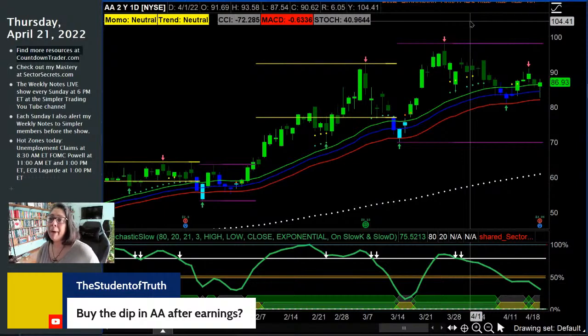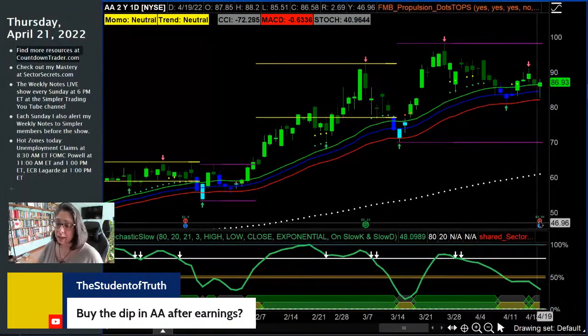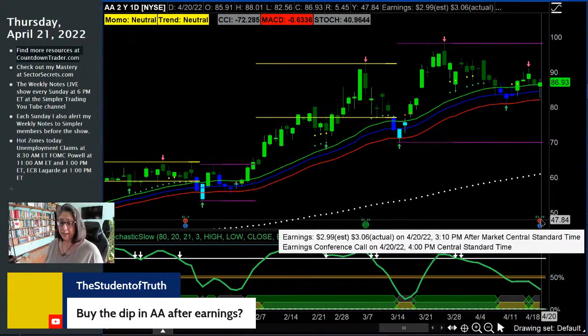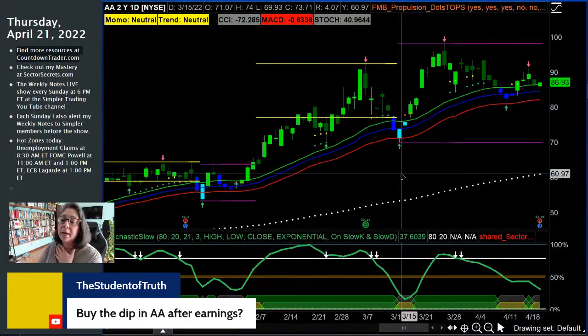Good stuff. Buy the dip in AA after earnings. So first of all, this is not a great buy the dip candidate, student. It's not invalid, right? You can see the general gist of it's been higher. But in terms of, right, we have the move. Let's see how it opens. Yes, it's interesting for a buy, but I'll say the same thing.